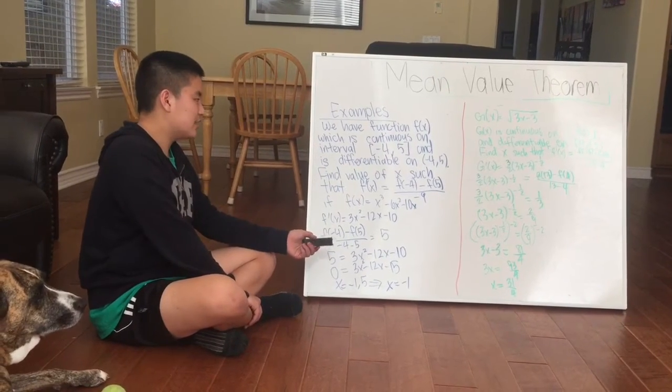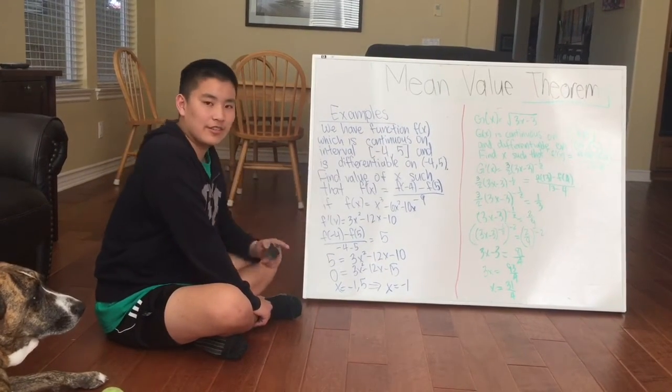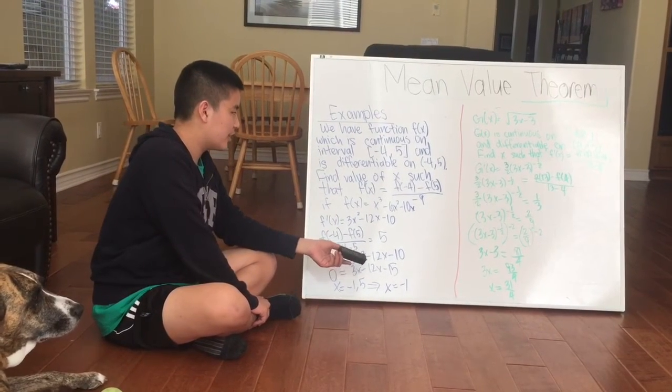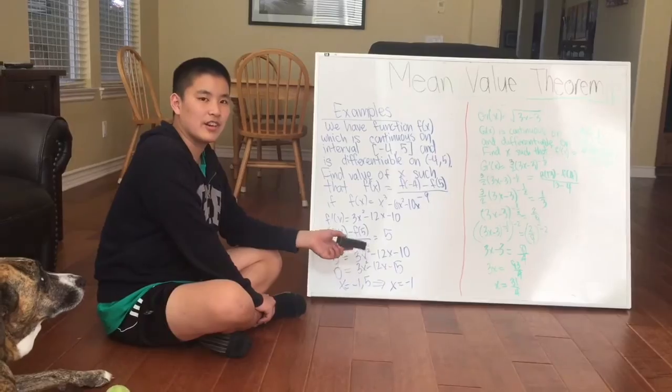However, 5 is not within the open interval negative 4 to 5, so therefore it cannot be a value of c. Therefore, our only answer is x equals negative 1.